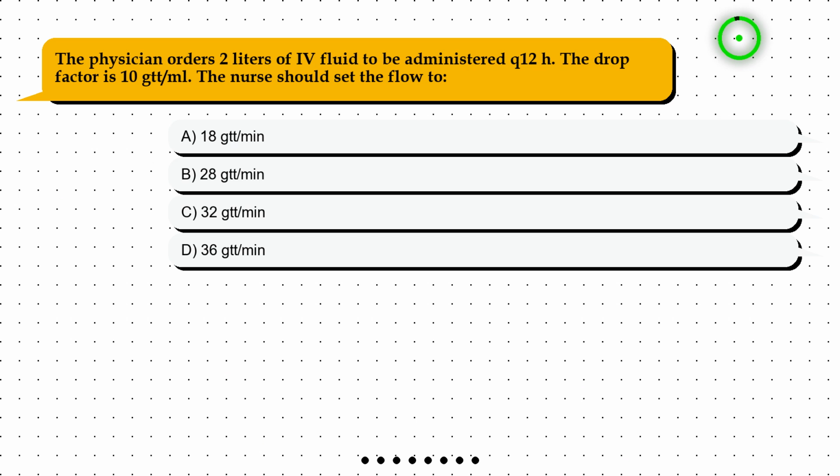Question 7. The physician orders 2 liters of D5W fluid to be administered Q12H. The drop factor is 10 GTT/milliliter. The nurse should set the flow to option A, 18 GTT/min. Option B, 28 GTT/min. Option C, 32 GTT/min. Option D, 36 GTT/min.